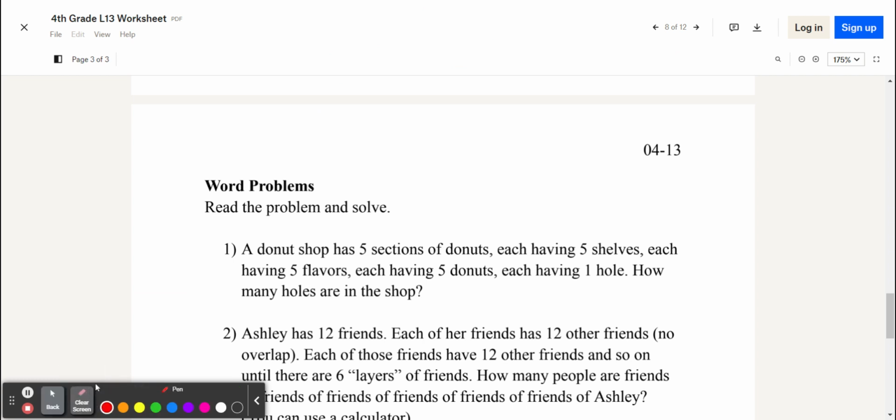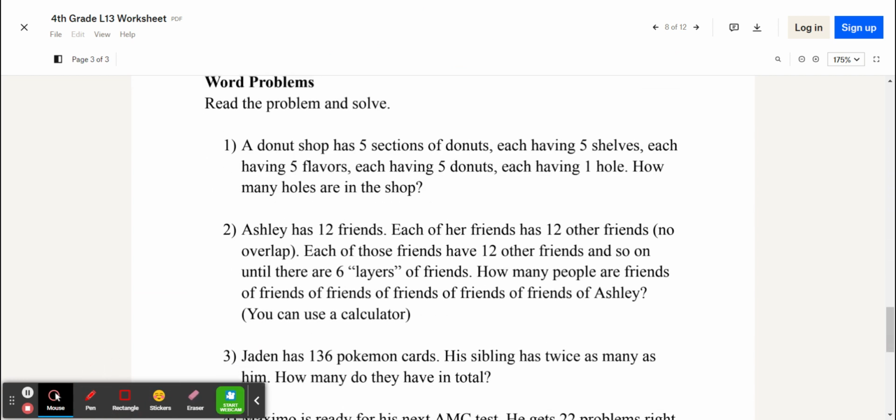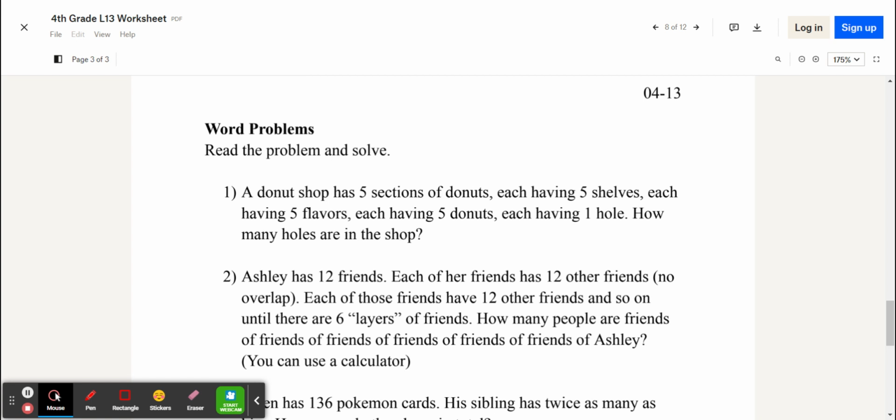And now on to the word problems. A donut shop has 5 sections of donuts. Each has 5 shelves. Each has 5 flavors, and each of those 5 flavors has 5 donuts, each of which has 1 hole. So how many holes are in the shop? So there are 5 sections, and each has 5 shelves, which each has 5 flavors, which each has 5 donuts, which each have 1 hole.